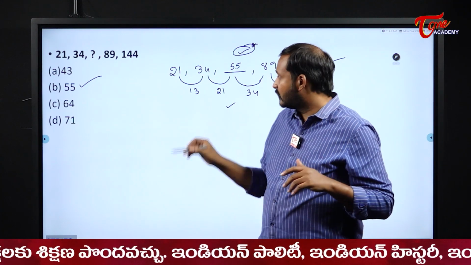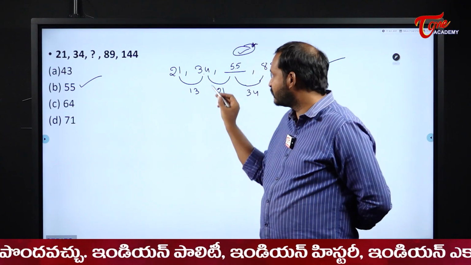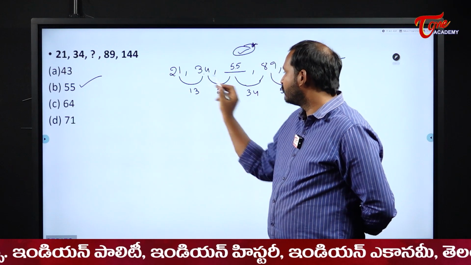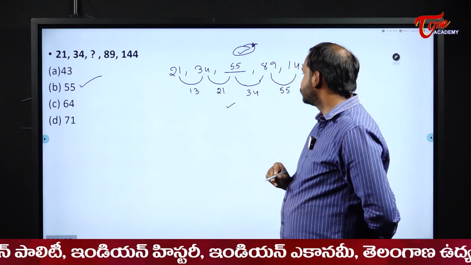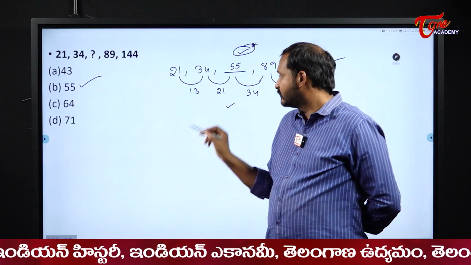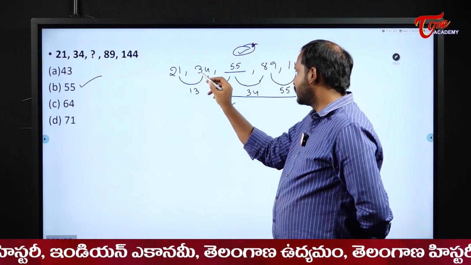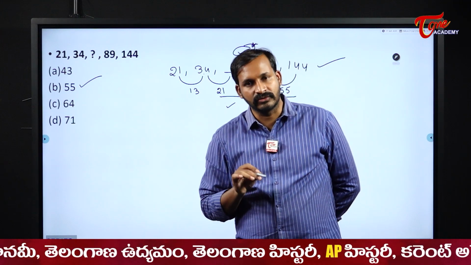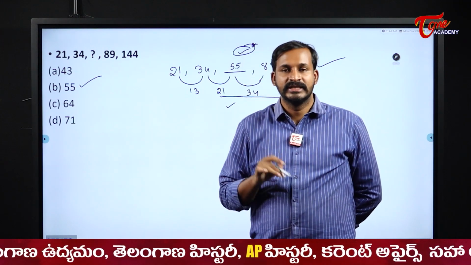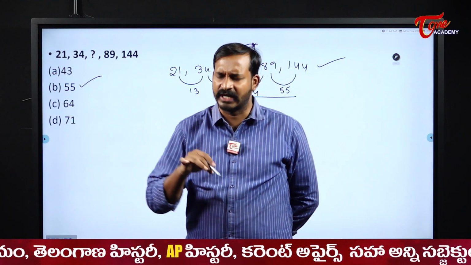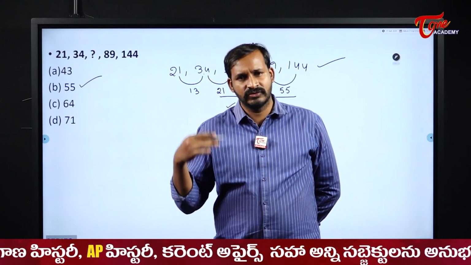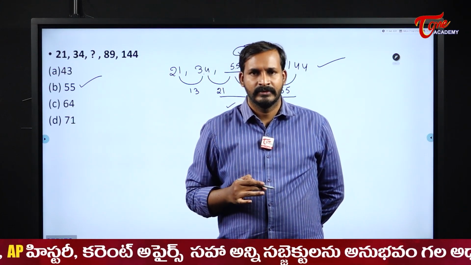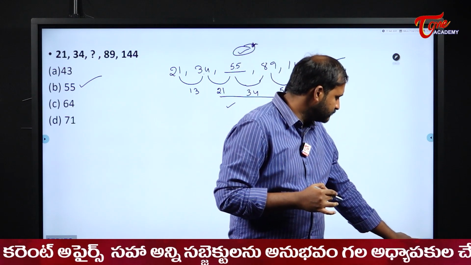Okay, right? Now when I substituted 55, please observe here, the differences are 13, 21, 34, and here the difference became 55. 21, 34, 55. Once again the same series, right? So this is how you need to solve and approach. See, the approach is very, very important, student. The answer is secondary. Why? Because you should know how to approach the problem. Okay, right? Next one.